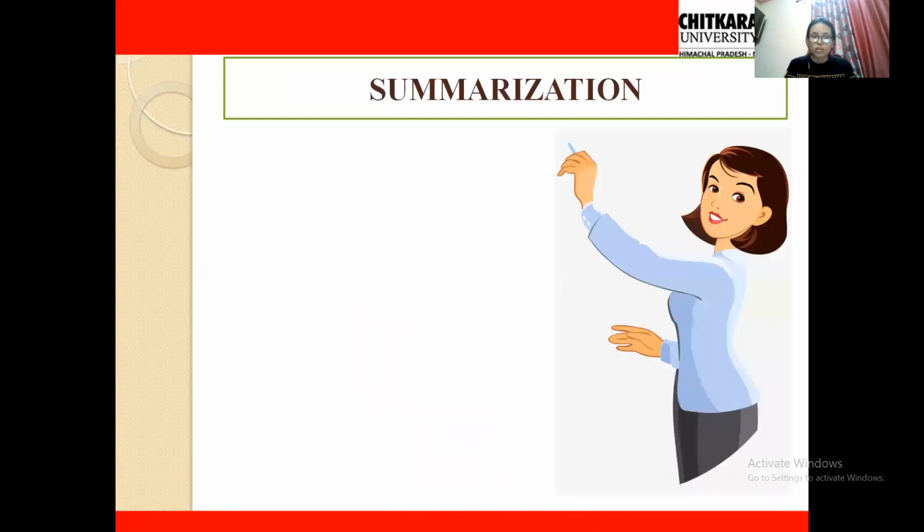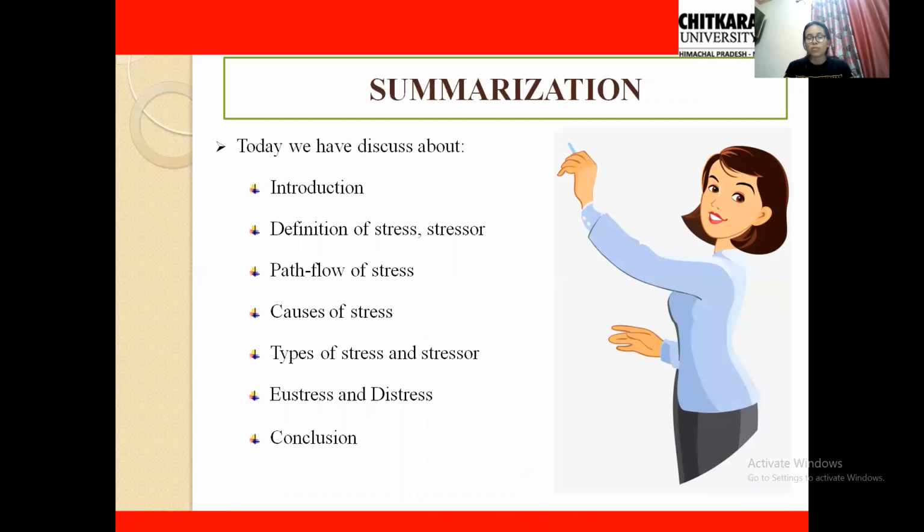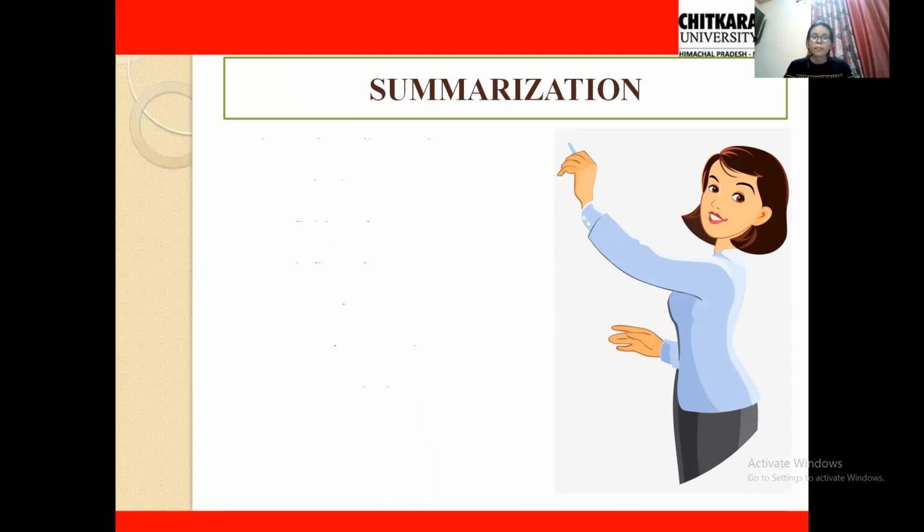Okay, so in summarization, today we have discussed a simple introduction of what stress is, how it is perceived by every individual, the definition of stress and stressor, the flow of stress, causes of stress, and types of stress, distress and eustress, and the main difference between eustress and distress. And we know eustress is a positive stress, distress is a negative stress, and we'll go to the conclusion.